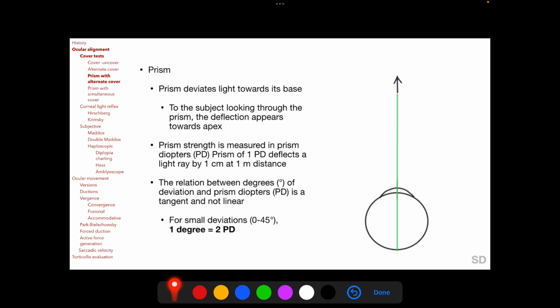Now we'll digress from the main topic and discuss a little about prism, which is very important to understand the main topic.